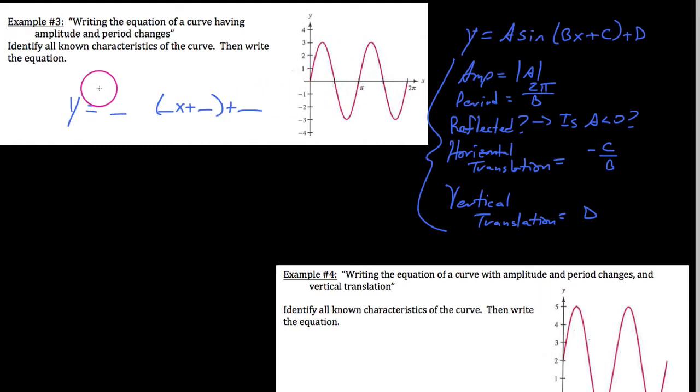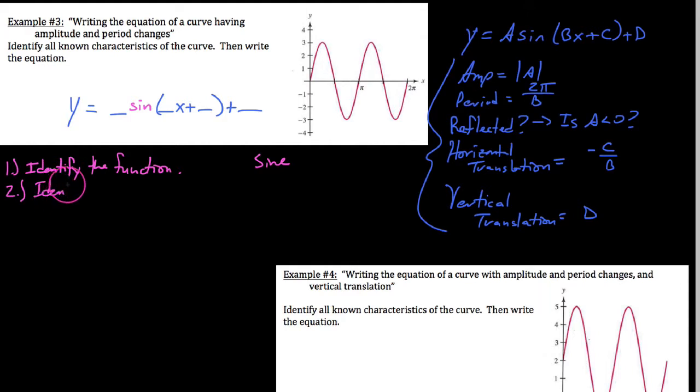Okay, so the first thing I want to do is identify the function. So for instance, we know that this is a sine curve here. So I'm going to go ahead and write sine right there. The next thing I suppose we could do is identify amplitude. So when we look at this graph here, from the maximum height to the minimum height, this is a total distance of 6 units, and we say the amplitude is half of the distance from the max to the min. So we say its amplitude must be 3.